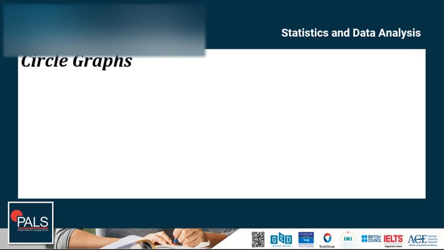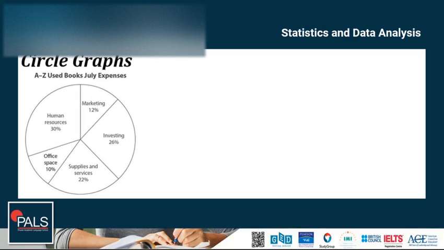Circle graphs are also known as pie charts. These graphs use a circle to show how the parts of a whole relate to each other. The circle represents the whole. The size of each segment of the circle indicates the size of that category and the share of the whole that it represents.